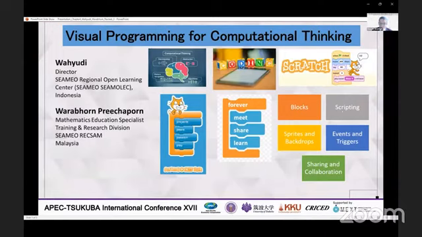Users can snap these blocks together like Lego pieces to create a sequence of actions. For example, to make a character move, you might snap together a move 10 steps block, followed by a turn 90 degrees block, and so on. And next are sprites and backdrops.